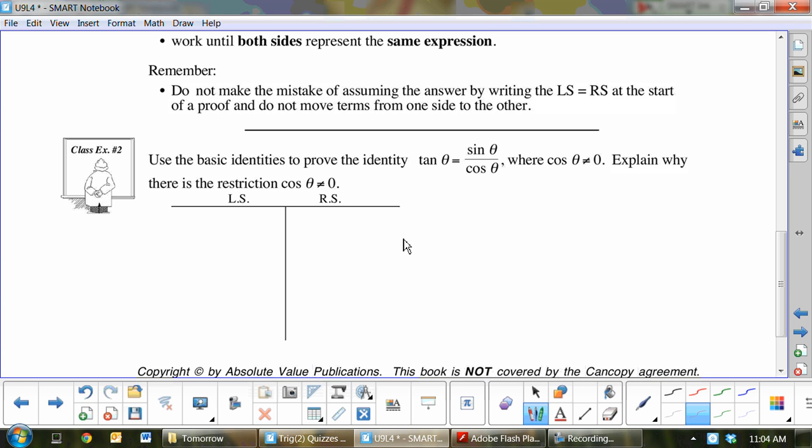So here it says, I need to prove it. Now, proving it is not saying it is because it is. Some people actually use that.